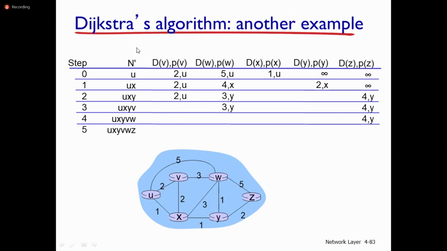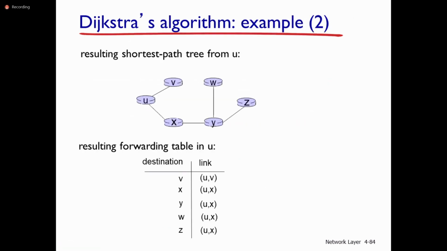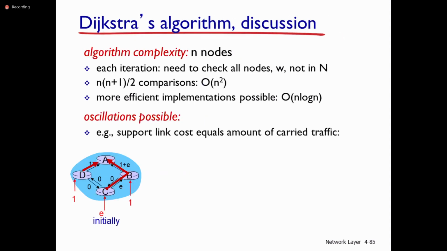This is another example. I'll share 1 or 2 examples with you, then you can find the shortest path using this. It is very complex if there are a number of nodes, because for each iteration we need to check all nodes. So there are n into n plus 1 by 2 comparisons. More efficient implementations are possible, using n log n.